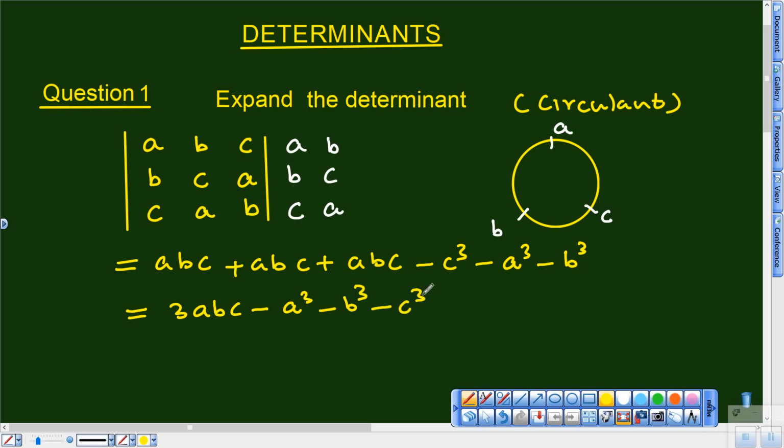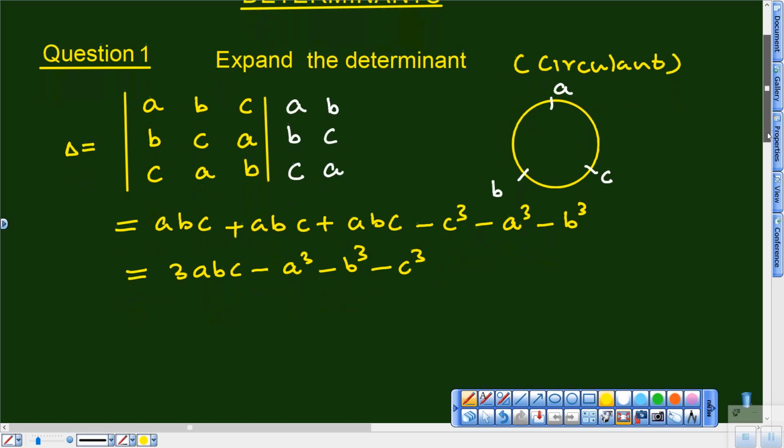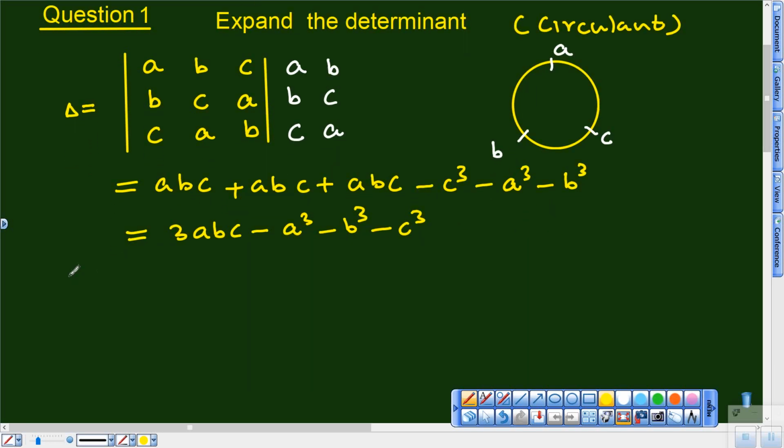Well, this is the first way in which the determinant can be written. There are four different ways. If I call this determinant delta, then we have seen that the first value has come out to be 3ABC minus A cube minus B cube minus C cube.